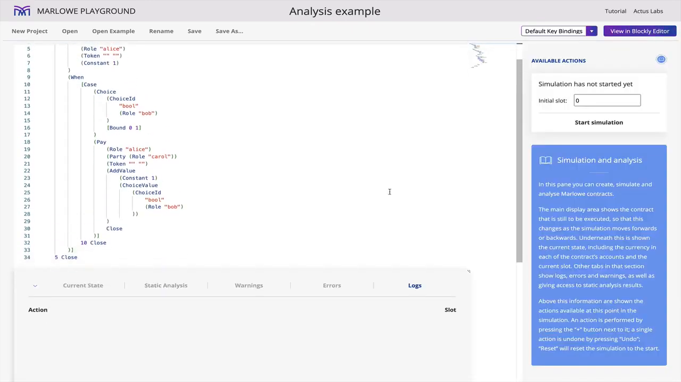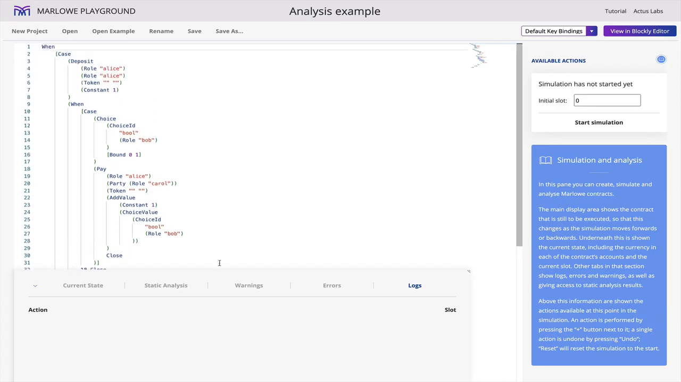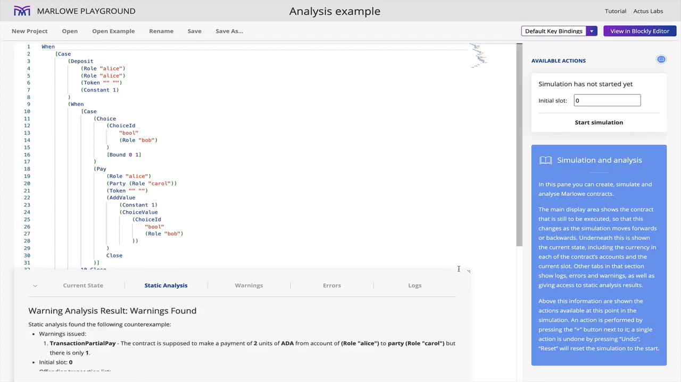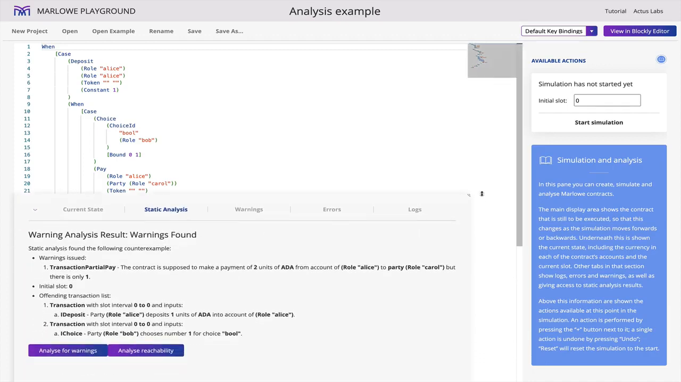We could perform a simulation on it, but what I'd like to do here instead is to look at what static analysis we can do. Are there any parts of this contract that can't be reached? No, there aren't. There are different paths through the contract, all of which could possibly be exercised. But let's look at what happens if we analyze for warnings here.